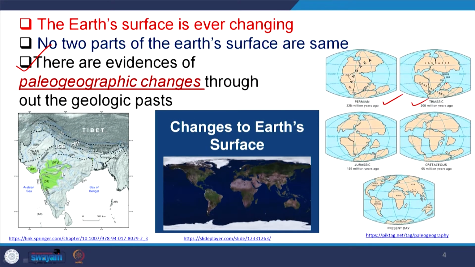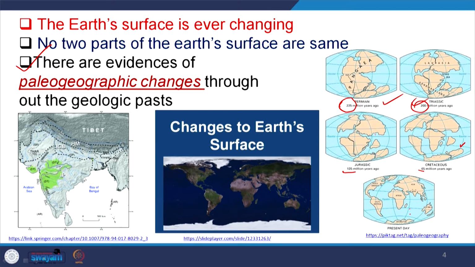For example, if you see here, 225 million years ago this was the land and sea distribution, 200 million years ago this was the land and sea distribution, 135 million years ago the land and sea distribution was huge, and 65 million years ago this was the land and sea distribution, and this is the present day land and sea distribution. That means, from present day to 225 million years, if we compare the land and sea distribution, you will find a huge change.